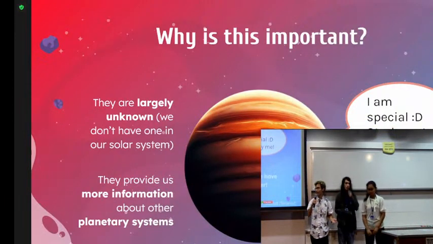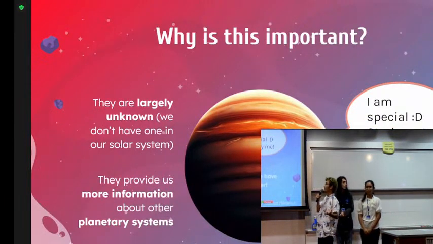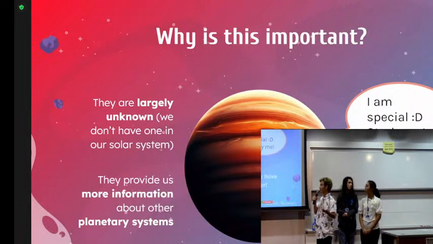Okay, so why is this important? So studying hot Jupiters is really important because, for one, they're basically largely unknown. There's not many of them, and inside of our solar system specifically, we don't have a hot Jupiter. There's no planet like Jupiter in the inner solar system.